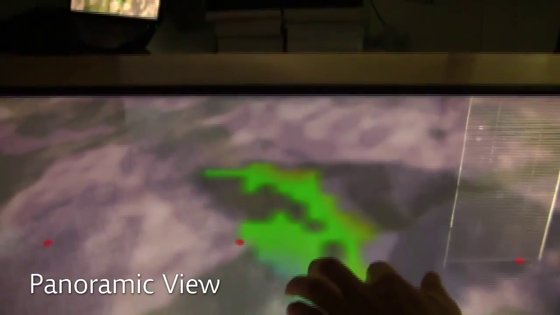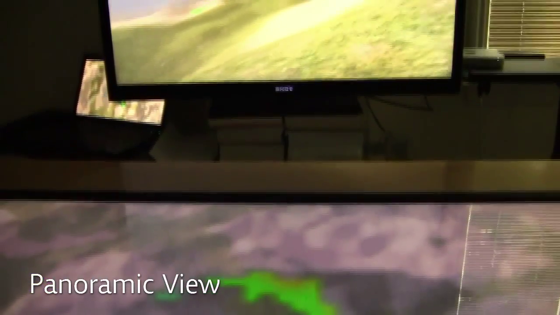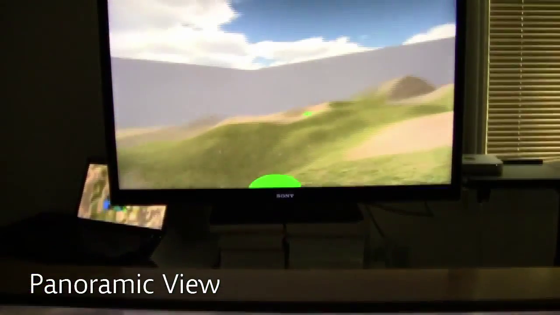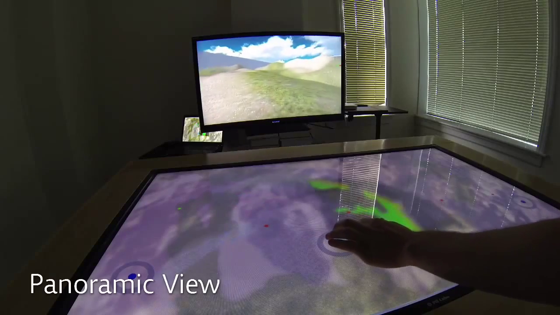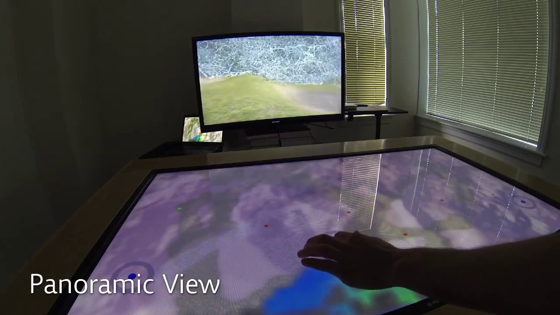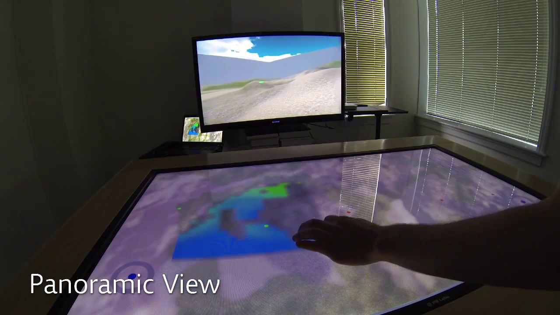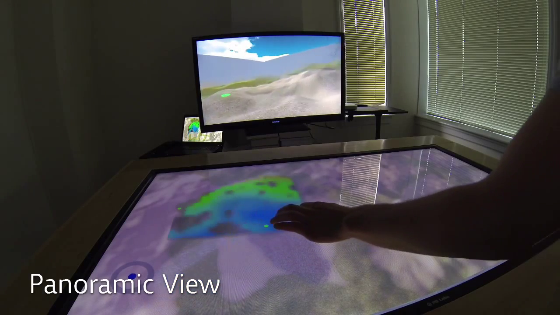Coupled to the viewshed is the panoramic view located on a screen in front of the table. The panoramic view shows the exact representation of the viewshed, but from a first-person perspective. It is controlled by moving and rotating the viewshed.